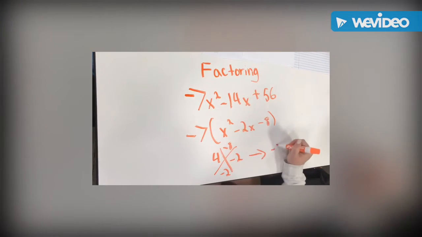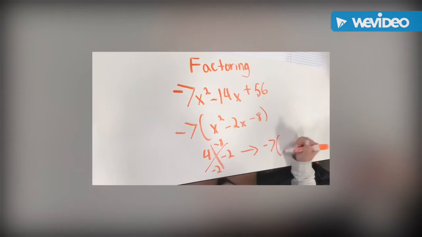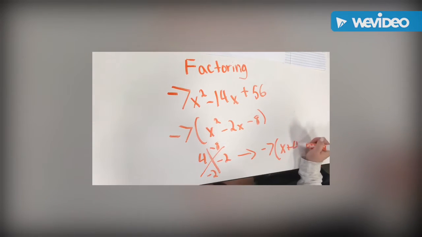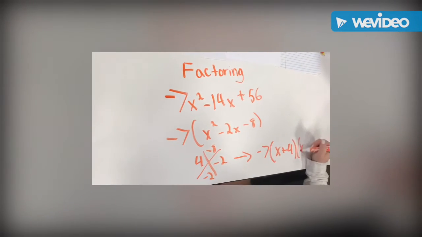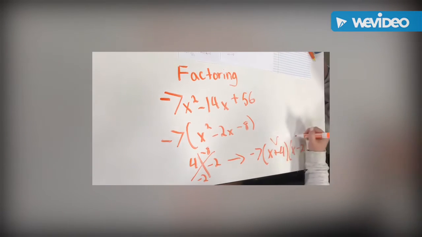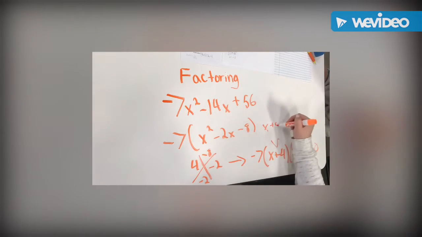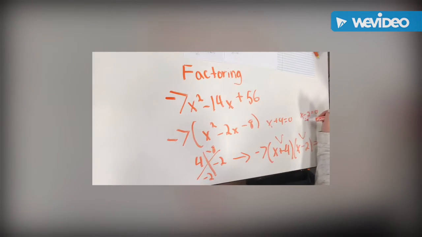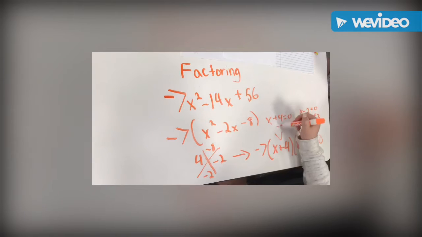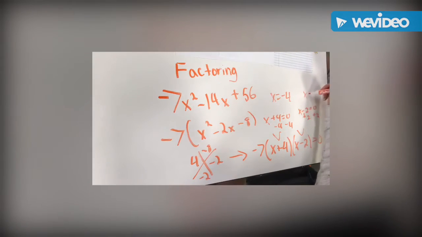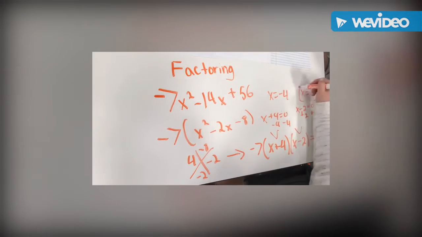Then you take your GCF, put it outside the parentheses, and put x plus 4 parentheses x minus 2, and you set it all equal to 0. Then you solve these two, which is x plus 4 equals 0 and x minus 2 equals 0. So then you add 2 and subtract 4, and so x equals negative 4 and x equals 2.